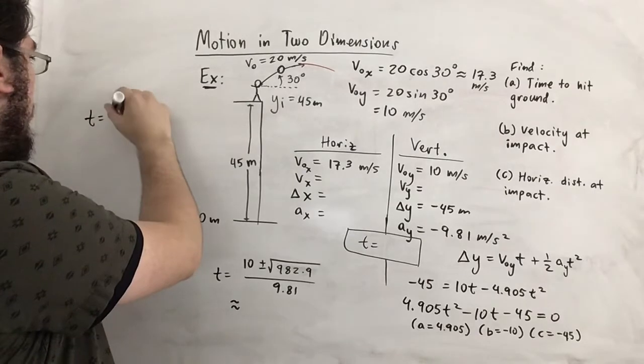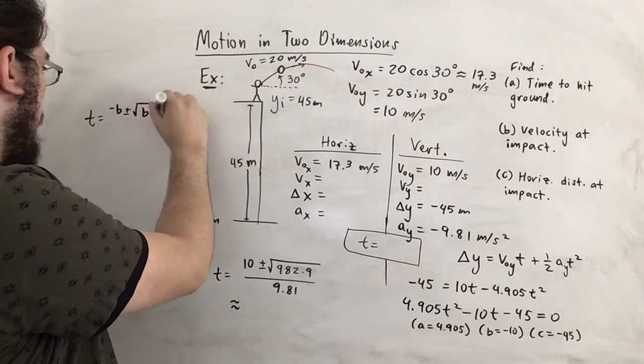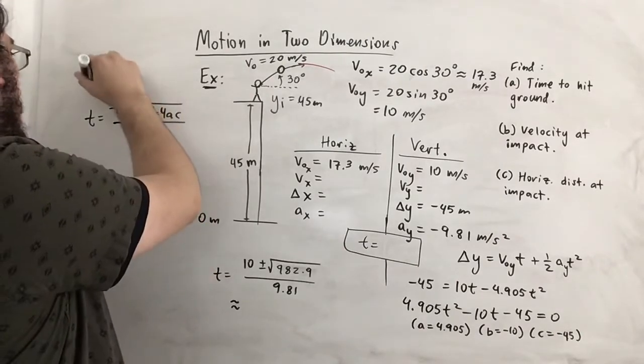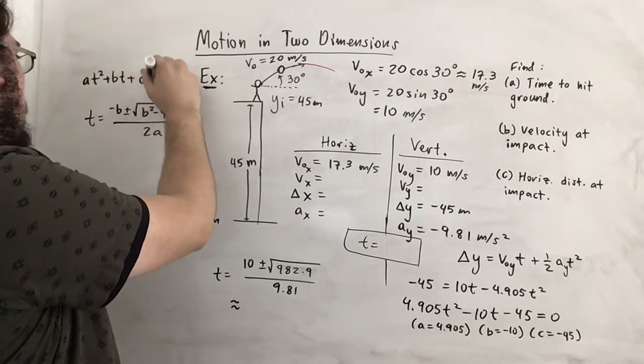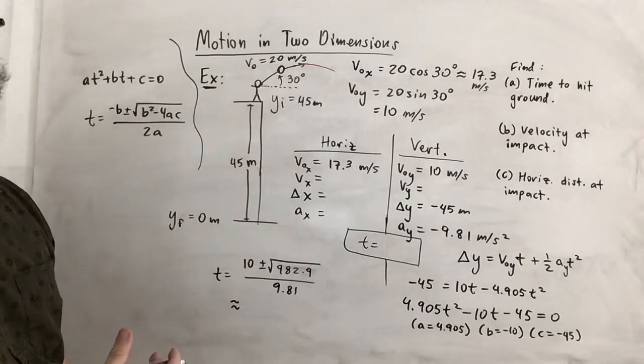So I'm using negative b plus or minus the square root of b squared minus 4ac, all divided by 2a, where at squared plus bt plus c is equal to 0. So that's our quadratic formula. Perfect.